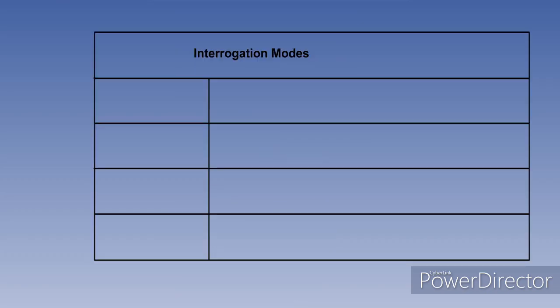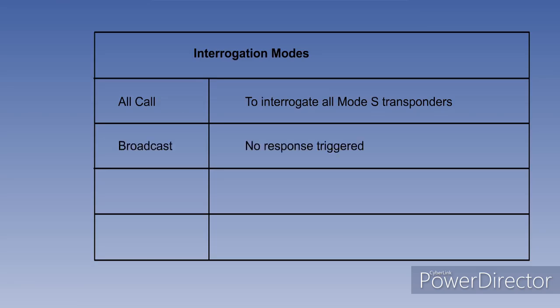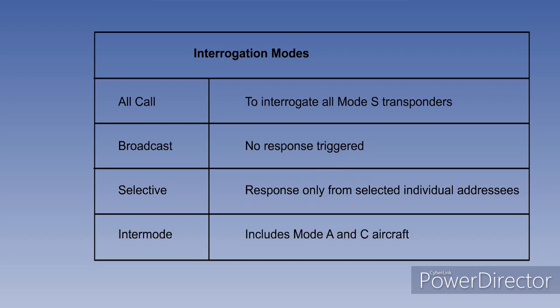Mode S operates in the following modes: All call, to elicit replies for acquisition of Mode Sierra transponders; Broadcast, to transmit information to all Mode Sierra transponders. No replies are triggered. Selective, for surveillance of and communication with individual Mode Sierra transponders. For each interrogation, a reply is elicited only from the transponder uniquely addressed by the interrogation; and intermode, which is an interoperability mode.